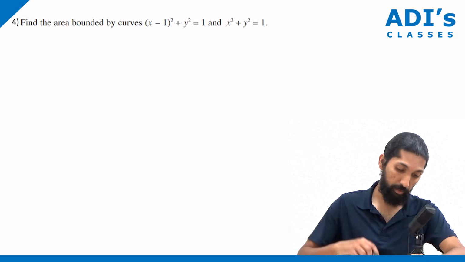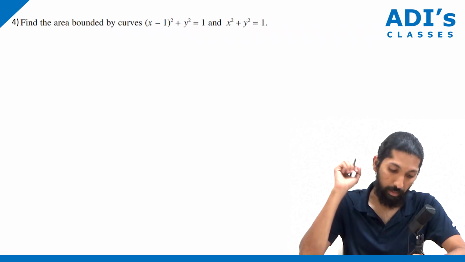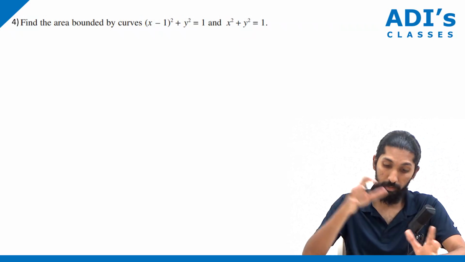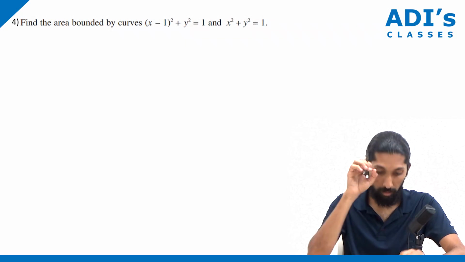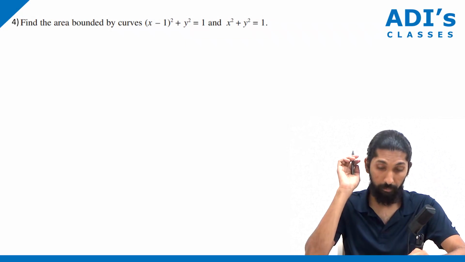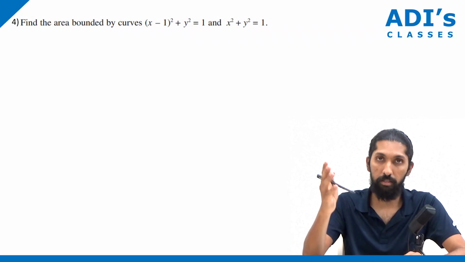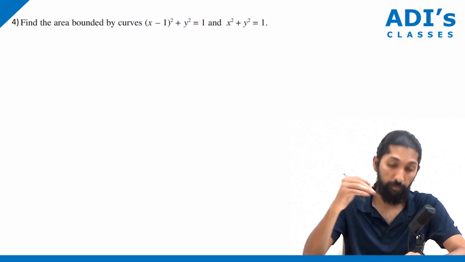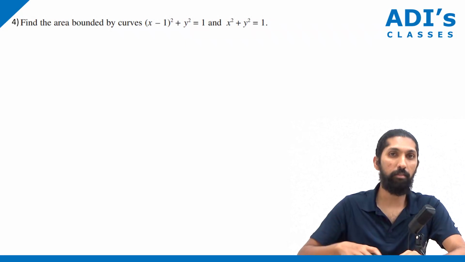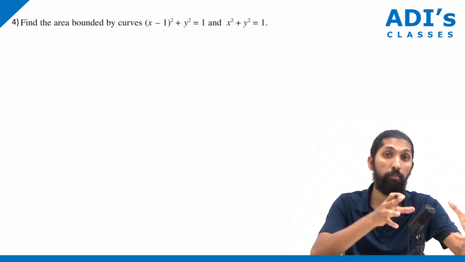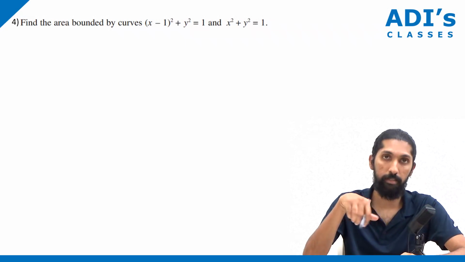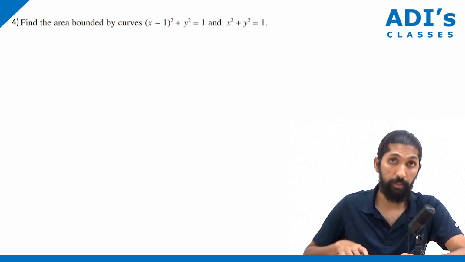See this particular question. Find the area bounded by curves this and this. Now, if you carefully look at the question, both of them are circles. The second one is very obvious. The first one, you can say the circle has been moved towards one of the sides. First, let's draw the figure.